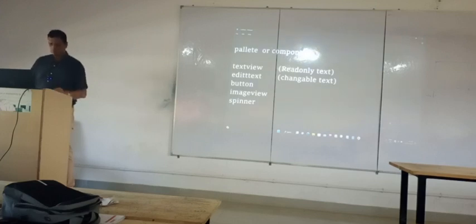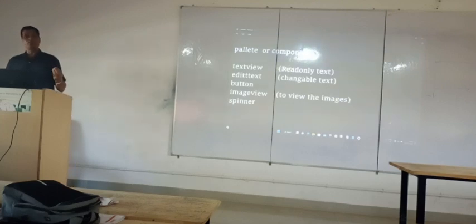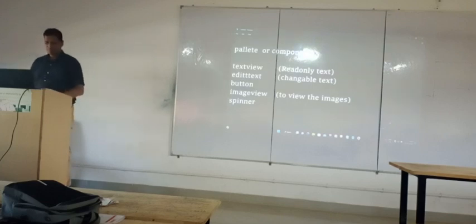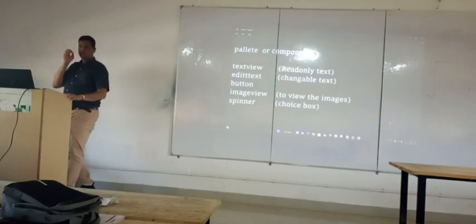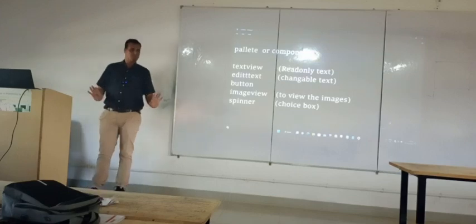Buttons, I hope you know. Image view, you know. What is image view? To view the images. We need image view to view the images. Then we have spinner. This is for choice box. Clear? Okay.